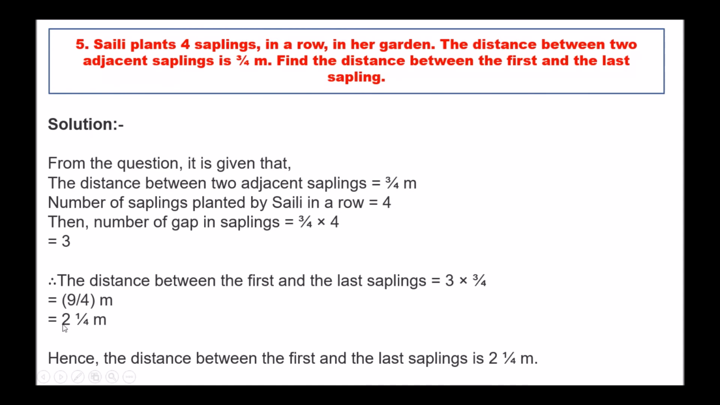So we can convert that into a mixed fraction. So 2 and 1 by 4 meter. So the distance between the first and the last sapling is 2 and 1 by 4 meter.